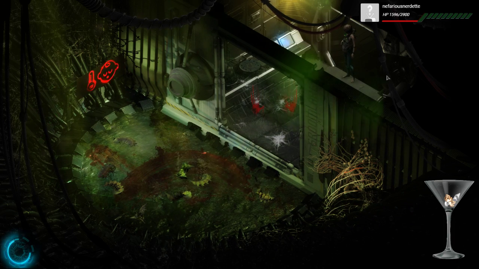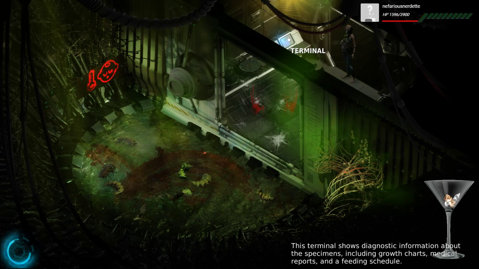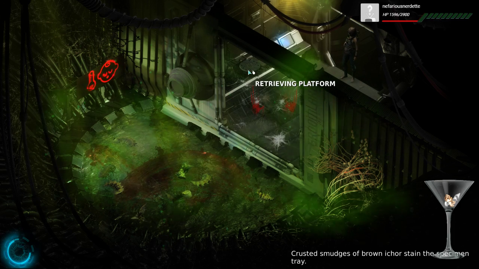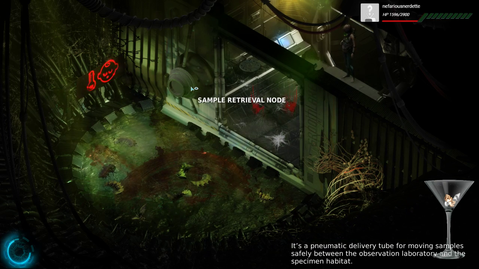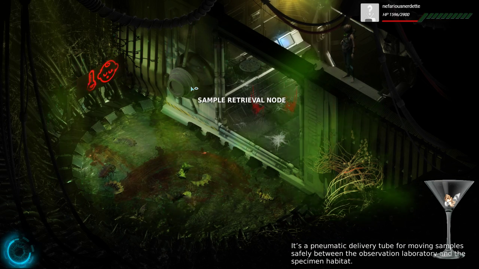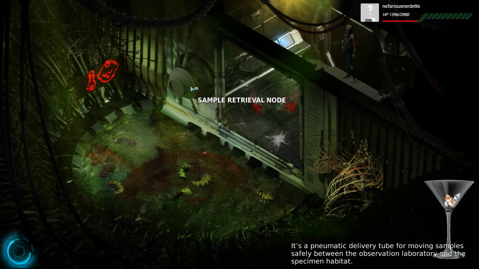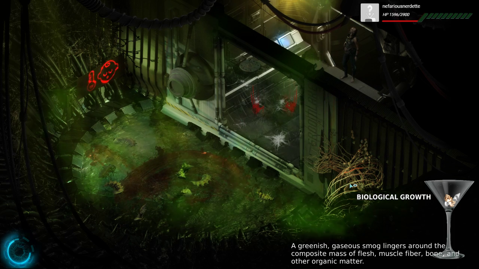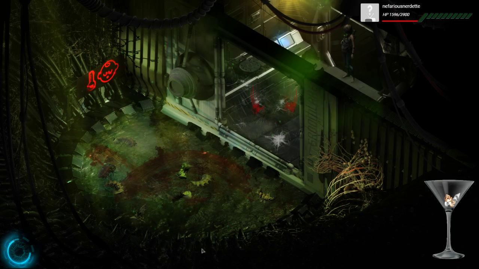And we got a terminal. Shows diagnostic information about the specimens, including growth charts, medical reports, and a feeding schedule. Retrieving platform. Crusted smudges of brown ichor stain the specimen tray. Sample retrieval node. It's a pneumatic delivery tube for moving samples safely between the observation laboratory and the specimen habitat. Biological growth. Greenish gaseous smog lingers around the composite mass of flesh, muscle fiber, bone, and other organic matter. Well then.